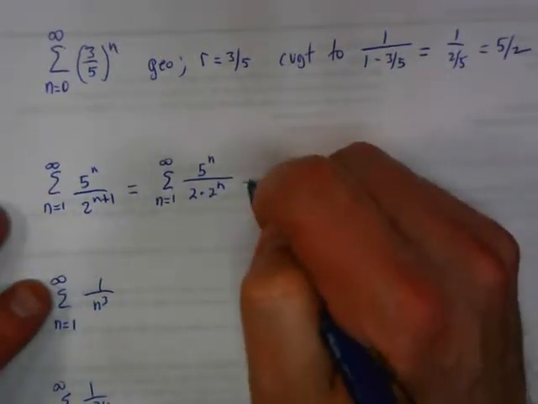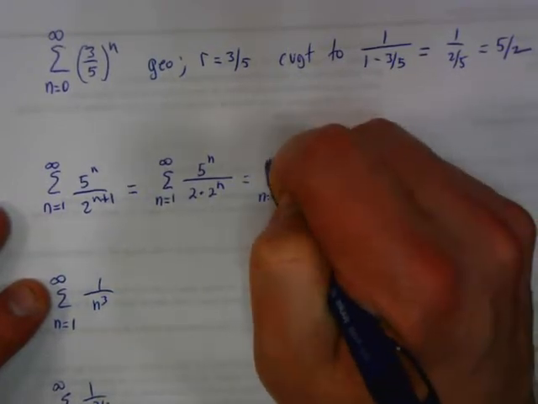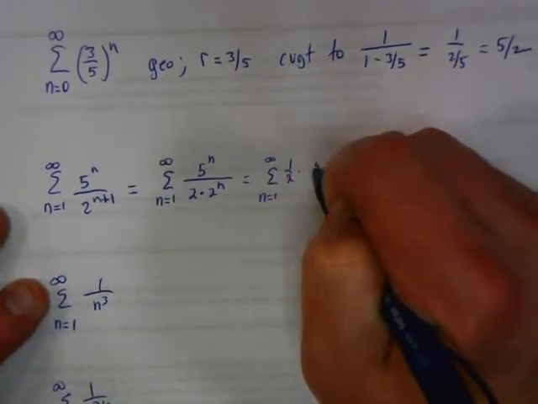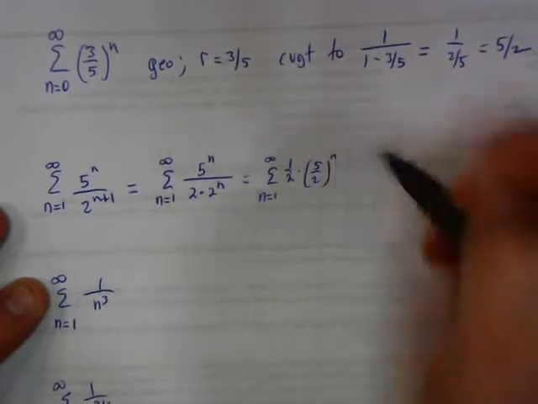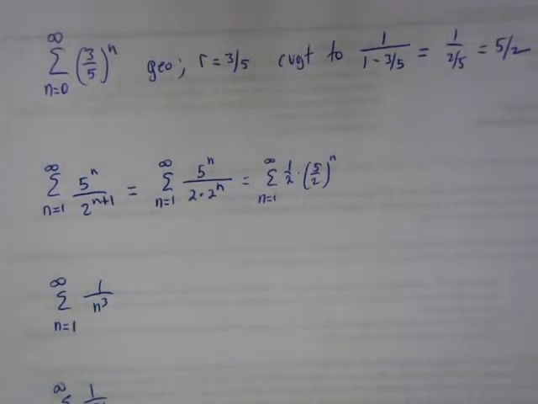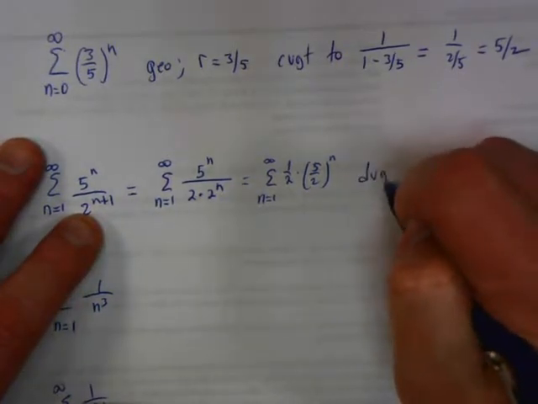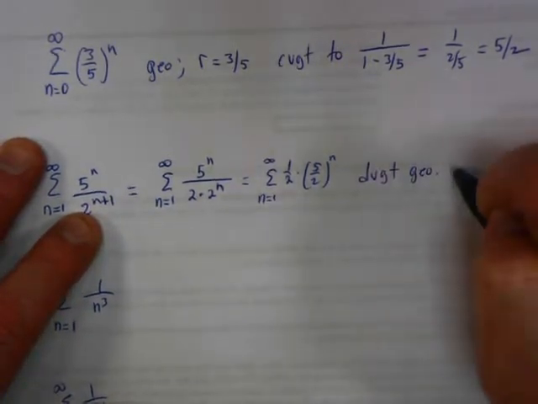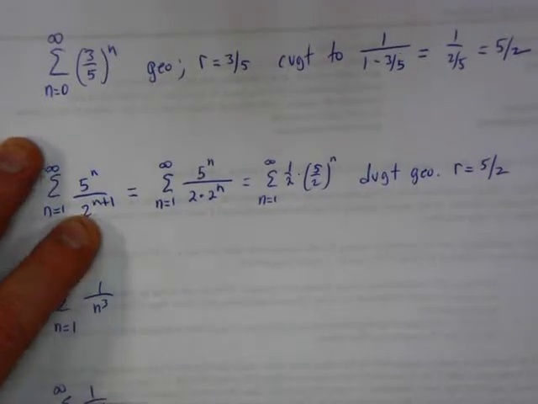So this is now the sum from n equals 1 to infinity of 1/2 times 5/2 to the n. So what kind of series is that? That's a geometric series also. Converges or diverges? Diverges because R is 5/2, which is bigger than 1. This is a divergent geometric series because R is 5/2, which is bigger than 1.